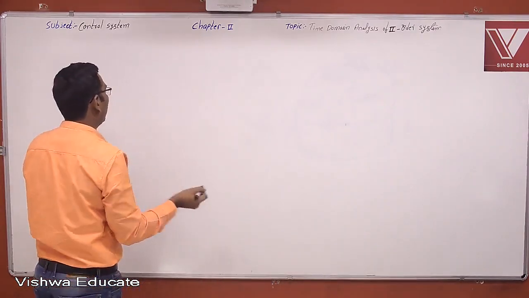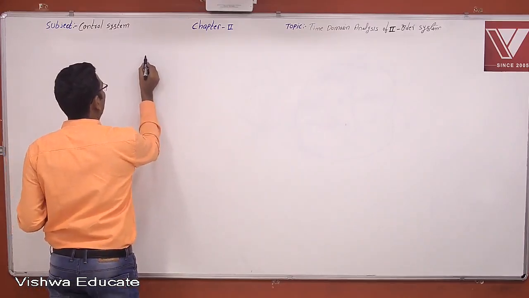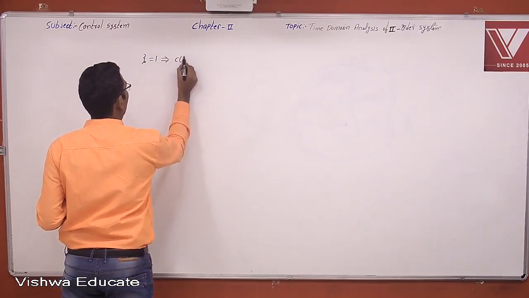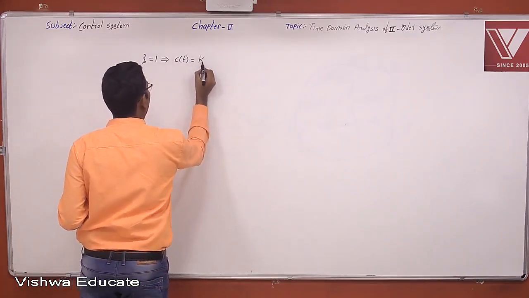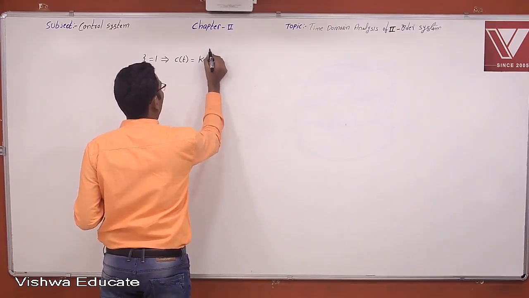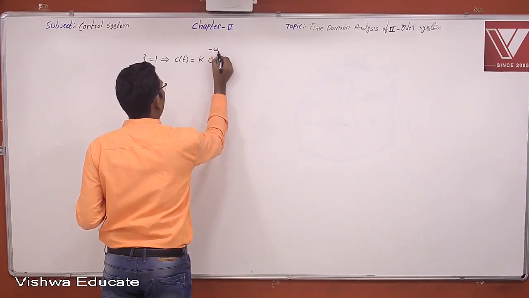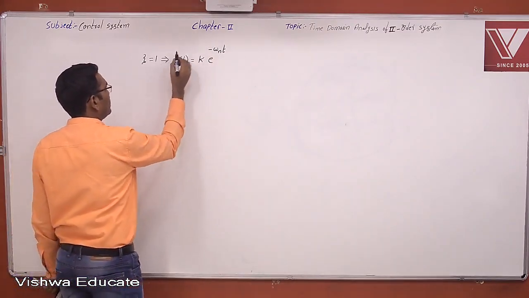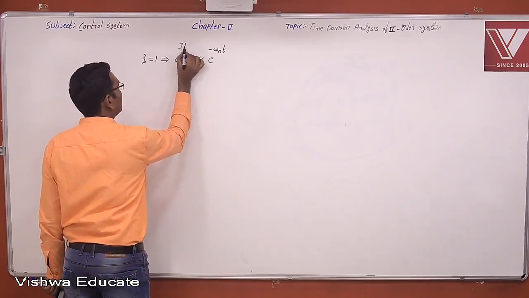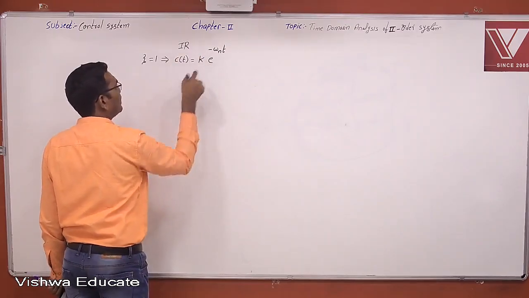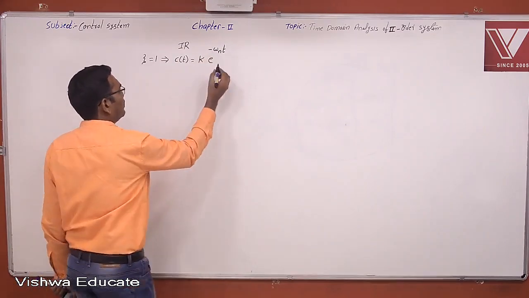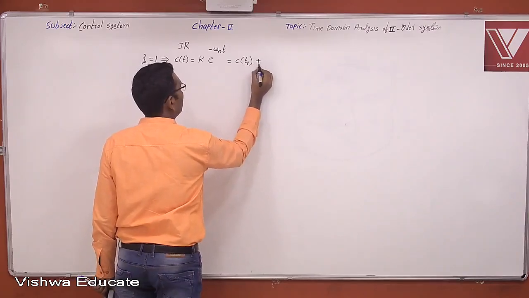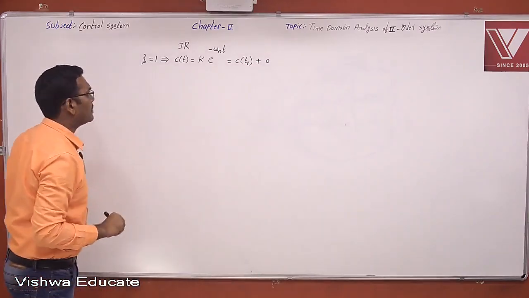Just recollect what you are doing. Now this is case 1 when damping factor zeta equals 1. What is the impulse response? The impulse response is k into e power minus omega n into t. This impulse response consists only of a transient term. As t tends to infinity, this is 0. This is only a transient term, no steady state term.